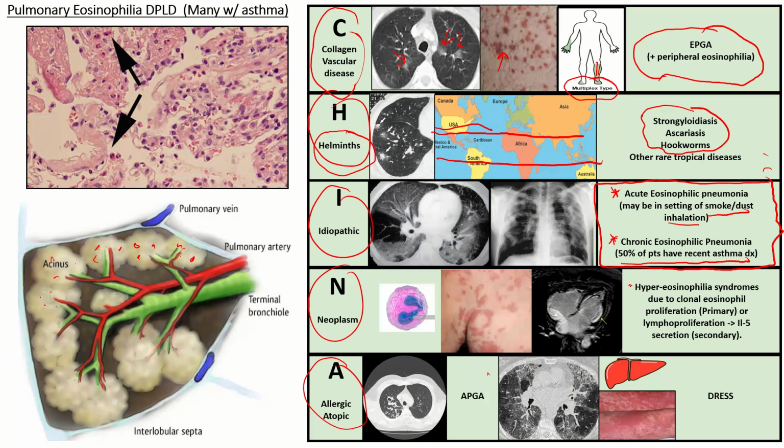Next is neoplasm. So neoplasms can do it in a couple different ways. I will say, these are kind of in primary or secondary. So in primary, a lot of times there's a mutation going on here. So specifically with one of the hypereosinophilic syndromes that you may get a question on, it's due to a mutation with, I think it's like FIP1L1 and PDGFR. But anyway, these patients get a monoclonal proliferation of eosinophils.